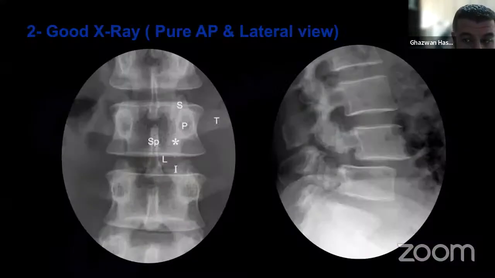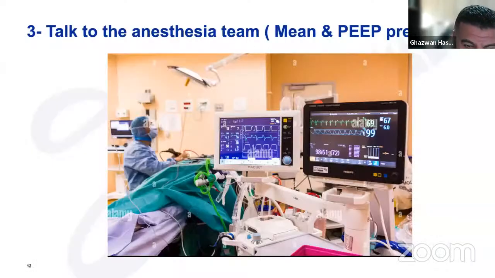Another important point, you have to have a good AP and lateral X-ray, because MIS surgery and endoscopic spine surgery specifically highly depend on the X-ray, and the landing is one of the key steps in successful surgery. The second point, check the mean pressure with anesthesia before, and also the abdominal pressure, because it will disrupt your work when it's not at an optimum level. I recommend a mean pressure in the interlaminar approach of about 60, and the lower the peak abdominal pressure, the better the outcome.